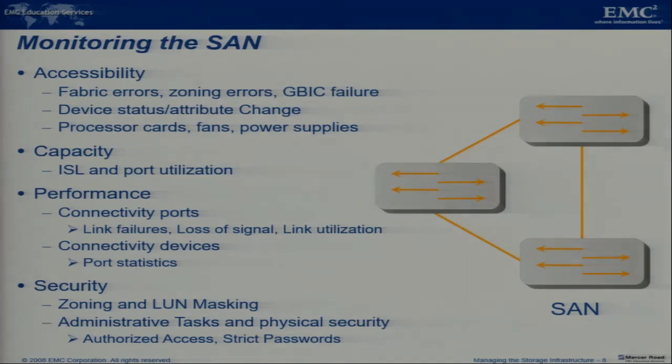Next one is security. Security can be done with the help of zoning and LUN masking. We have seen what is meant by zoning, which is called logical partitioning of all the hosts or all the components present in the infrastructure, and it can also be done with the help of LUN masking. Then some administrative tasks and physical security can be provided, for example authorized access and strict passwords. If anyone wants to access this particular network or this fabric, it can be done with the help of username and password.